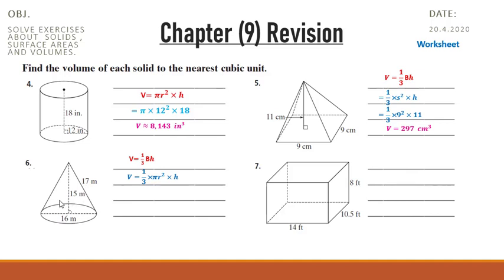And which one of these two is the height that we are going to use? 15. Great. So 15 is the altitude of this cone. Don't use 17, okay? 15 is the correct altitude. So it's third by 8 square multiplied 15, and the answer is approximately 1005 cubic meters. Thank you, Murtada.